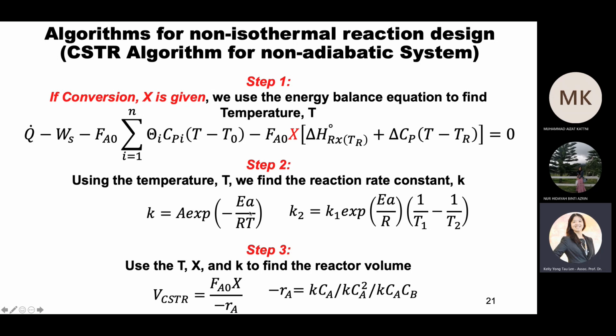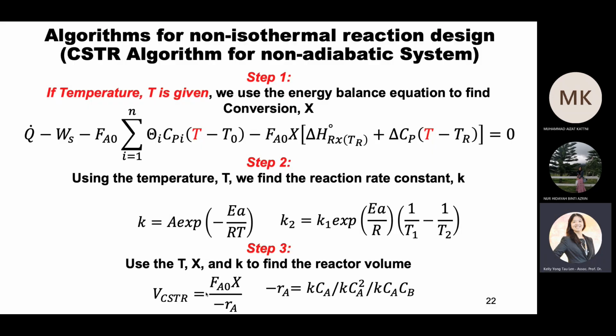Once you know the reaction temperature, then you can calculate K. So this is what you must remember. Why it's so important to have the energy balance equation is because once I know the reaction temperature, only then can I calculate my K. Once we have calculated K, then we can find the reactor volume. So that's why we need the energy balance equation: we can find the correlation between T and X, then we get K, and then we can solve to find the volume.